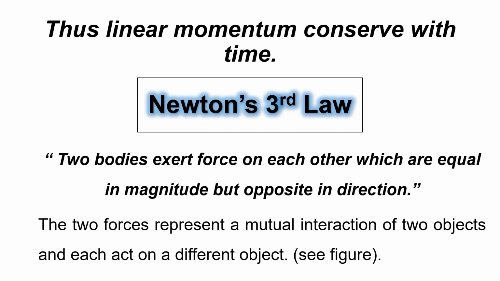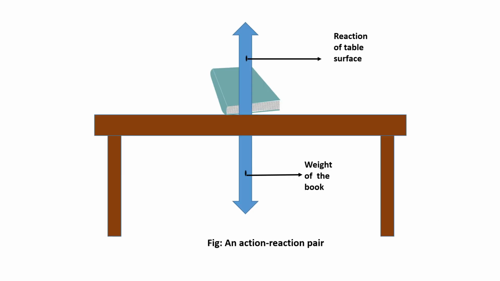The two forces represent a mutual interaction of two objects and each acts on a different object. We can see a figure in the next slide. Here you can see the example of a table and a book. You can see that the book is placing a force in the downward direction, that is the weight, W is equal to mg, that is the weight of the book, in the downward direction, that is the action, and the table is placing a reaction force in the upward direction, that is the normal force. So we can say that is the action and reaction pair, which is according to Newton's third law.